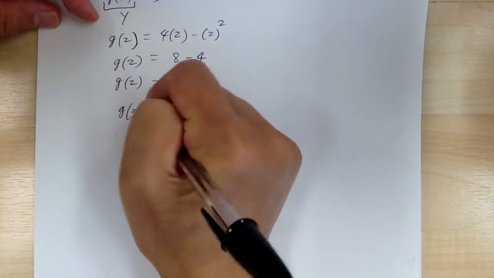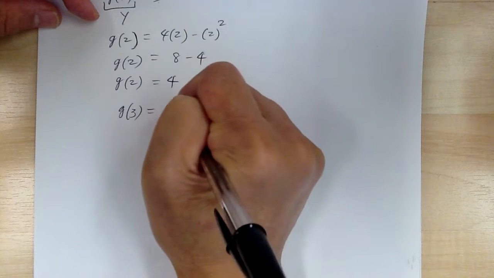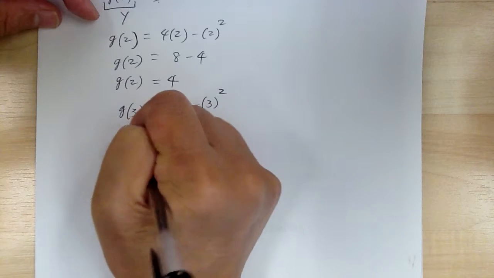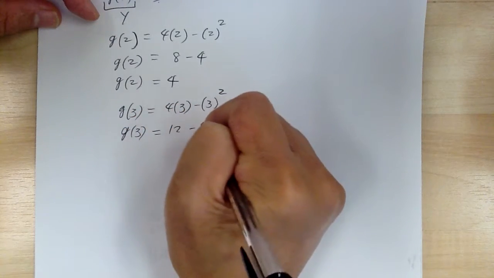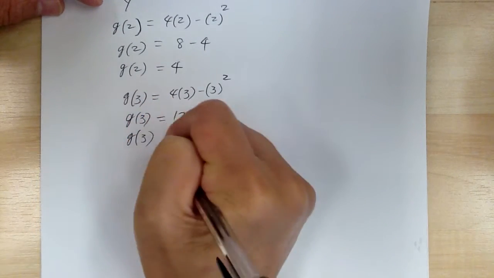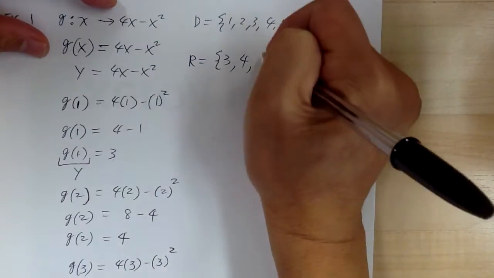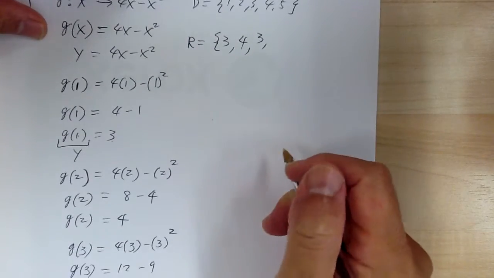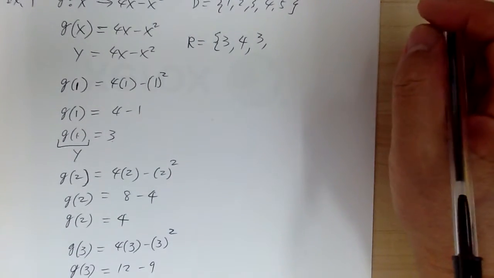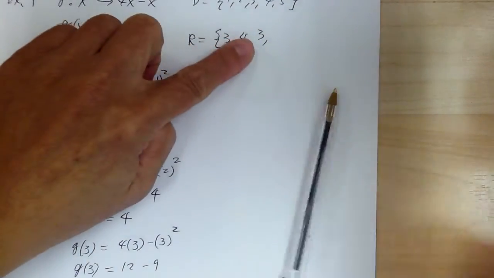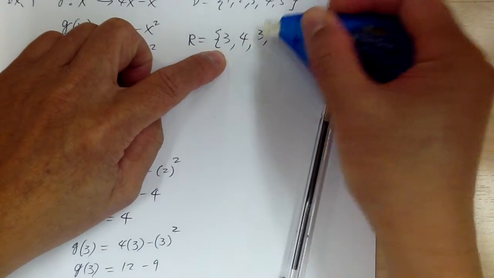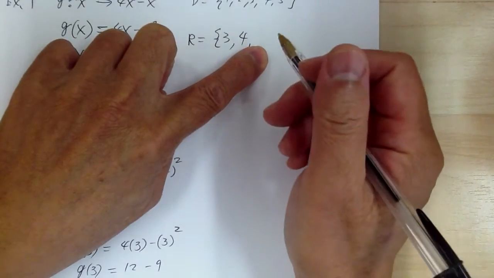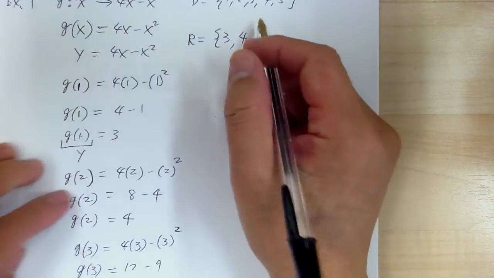So g of 3 is when x equals 3. You've got 4 times 3 minus 3 squared. So g of 3 is equal to 12 minus 9, so g of 3 equals 3. When your input is 3, you get 3. But there's already a 3, so you don't write it again. When you're doing the range, if you already have it, you don't duplicate. You just leave it like that.